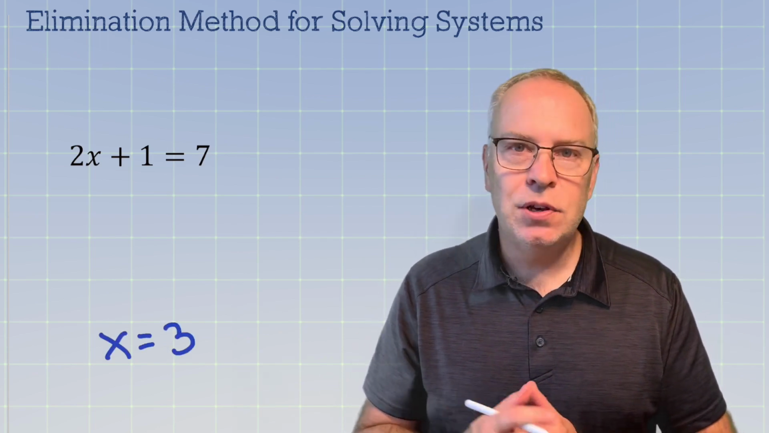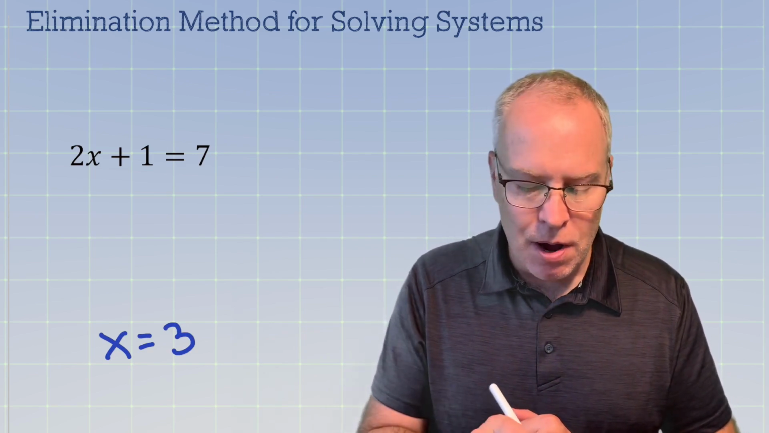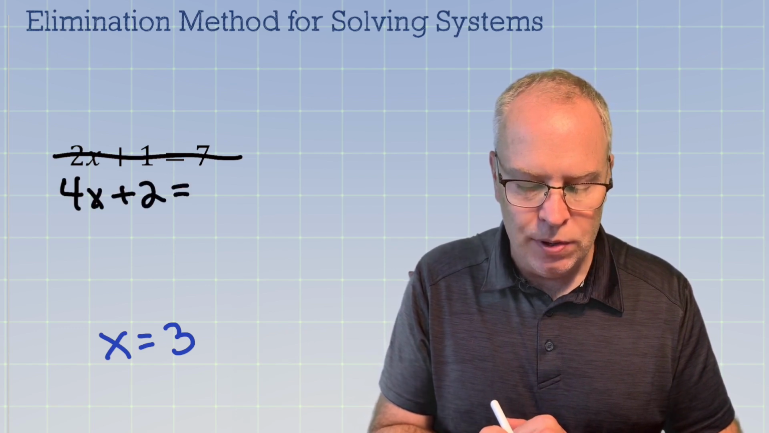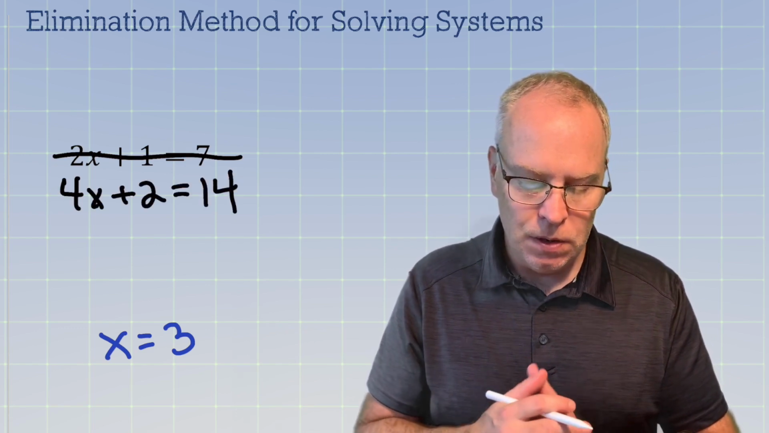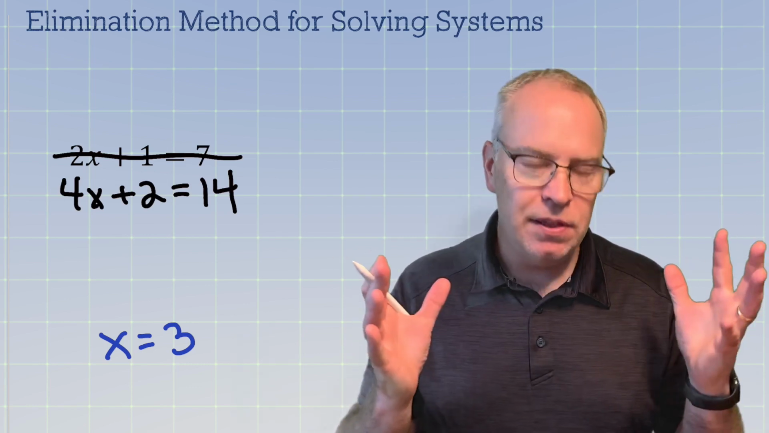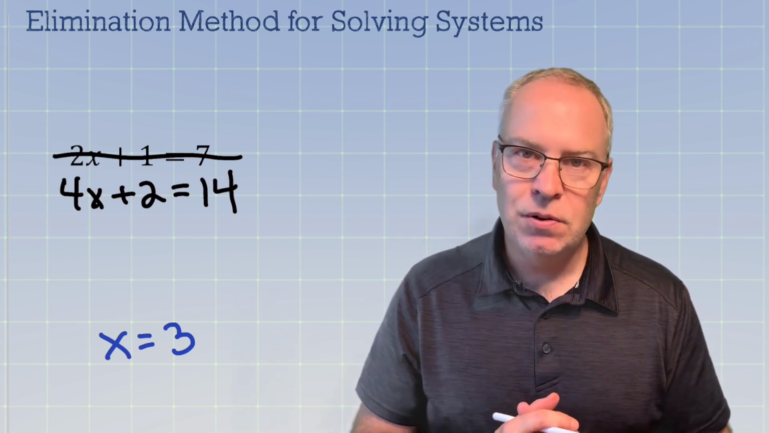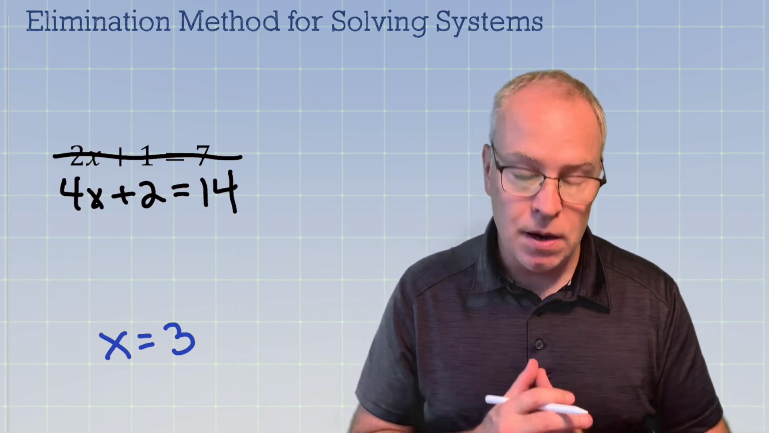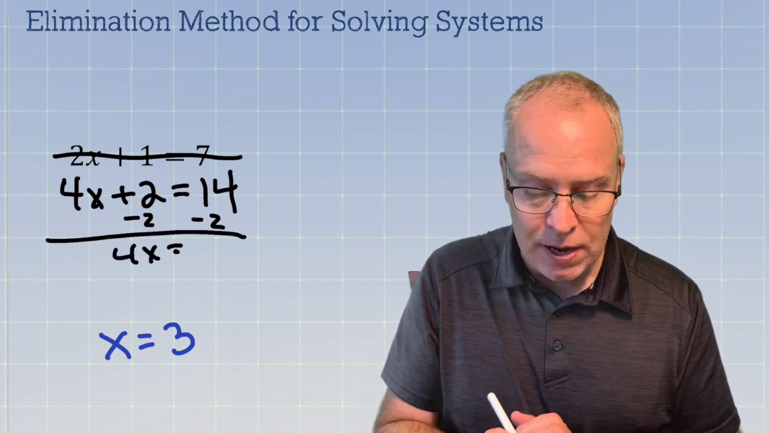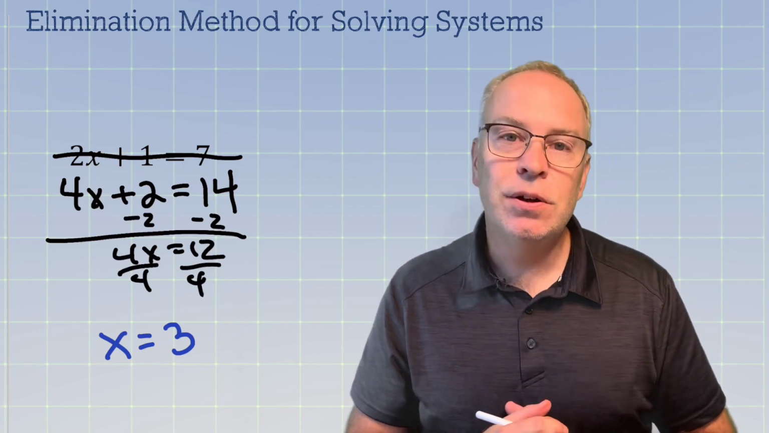Well, I want to ask you, what if I doubled everything in the problem? So I'm going to cross out the problem here, and I'm going to write 4x plus 2 equals 14. So what is the answer now? I doubled everything in the equation. Is the answer different? Is it x equals 4 or 2 or something else? Of course not. If we minus 2 on both sides, we get 4x equals 12. Divide by 4. Look at that. X is still 3.